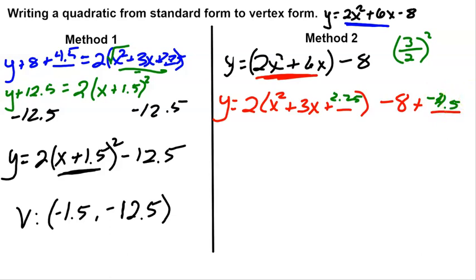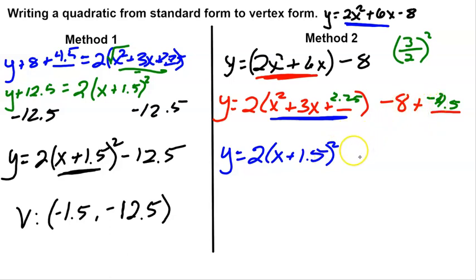And now I can write my equation in vertex form, which would be y equals 2 times, and then I make this a perfect square, a binomial squared, which would be x plus 1.5 squared. And then out here, I have negative 8 plus a negative 4.5, which is negative 12.5, which is what I had on the other side in method 1. So my vertex will still be negative 1.5, negative 12.5. That is an example where the leading coefficient is bigger than 1.